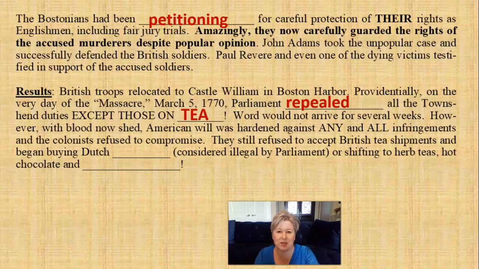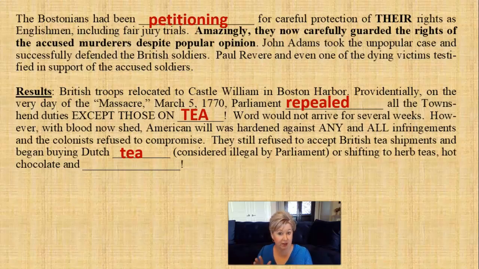If we can get them to accept that, they knew in years to come that they would expand it to other things. If on principle we've accepted it and we've said that it's legitimate, then it'll grow. Don't let the camel's nose under the tent. So the response was they still refused to accept British tea shipments and instead began buying Dutch tea. You do need to know that that was considered illegal by Parliament. They were supposed to only be buying from the British East India Tea Company and paying the tax.